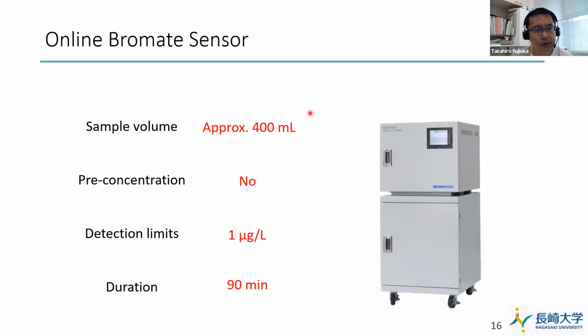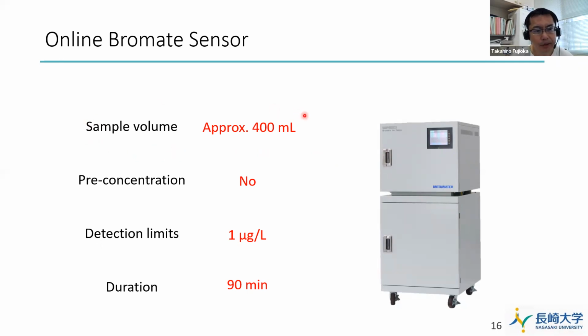Online bromate sensor. By the way, the online NDMA analyzers, both the benchtop ones, are present in Japan, only 2 of them, and I don't think there are any outside of Japan. This is the same. In the world, there are 2 online bromate sensors. One of them is in my lab, and the other one is in another company, Metawater.